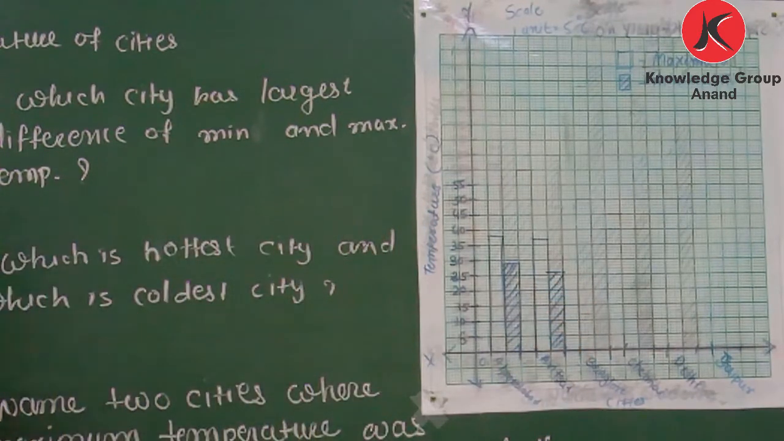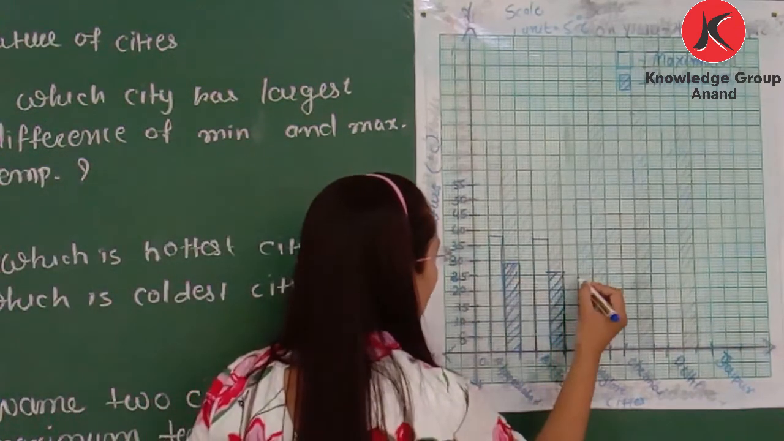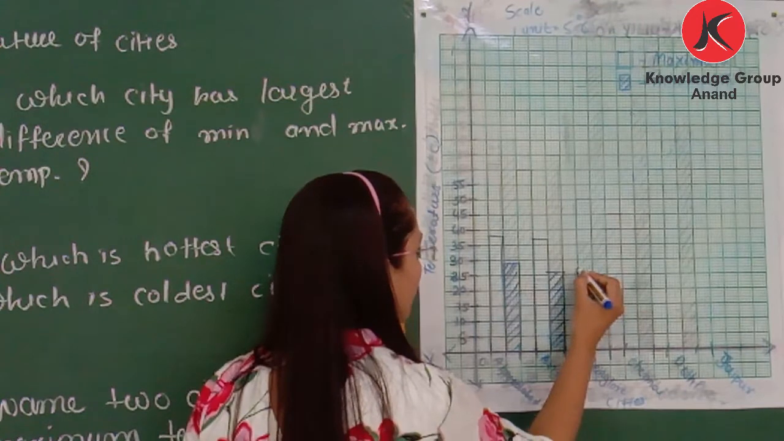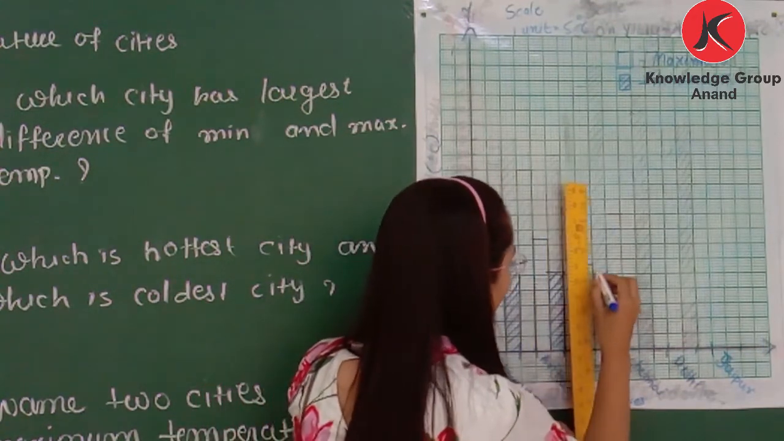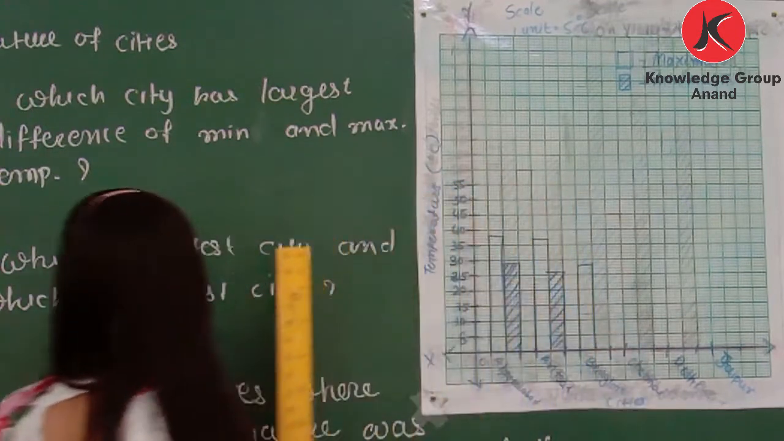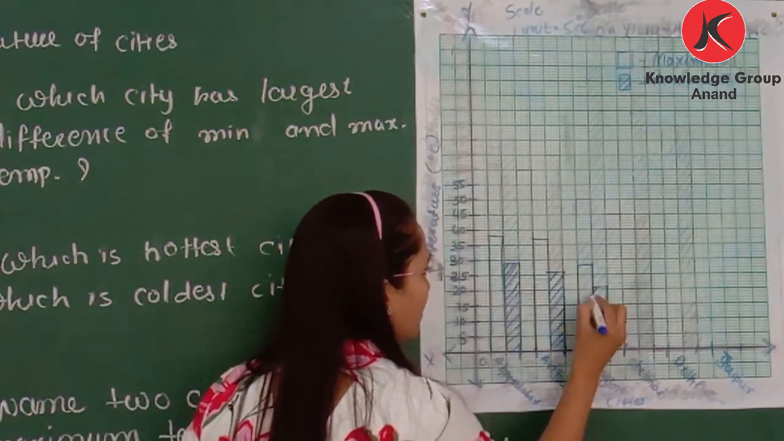Now next, Bangalore. In Bangalore maximum temperature is 28 and minimum temperature is 21. So maximum is 28. So after 25, 26, 27, 28 and minimum temperature is 21. So after 21 line, so this is minimum temperature of Bangalore.